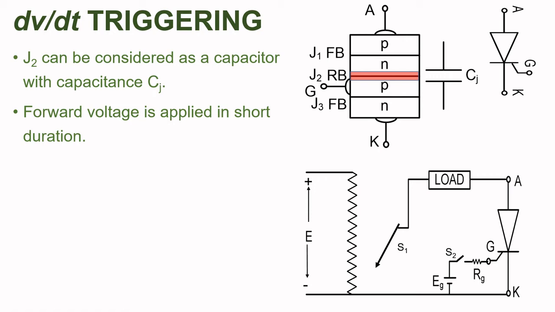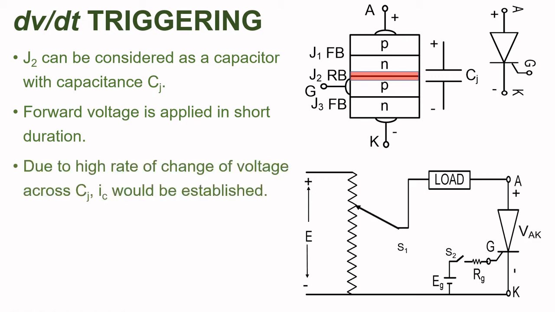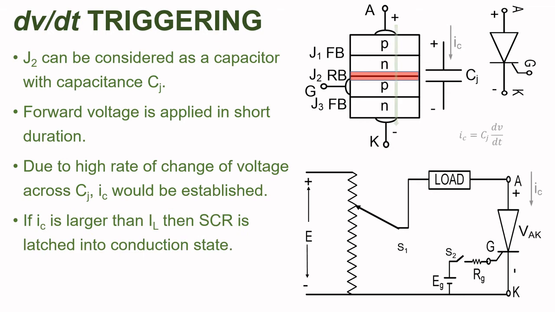If forward voltage is applied to the SCR in a very short duration, as shown in the circuit, then due to this high rate of change of voltage across the junction capacitance Cj, some current IC would be established across this junction or capacitor. The value of this capacitor current is given by IC equals Cj into dV by dt, where dV by dt is the rate of change of the voltage across the capacitance.